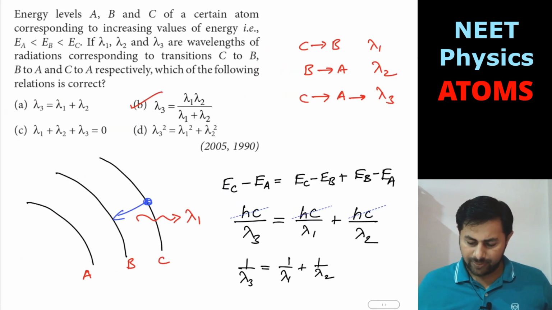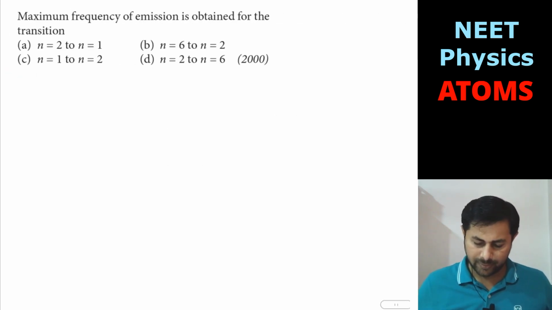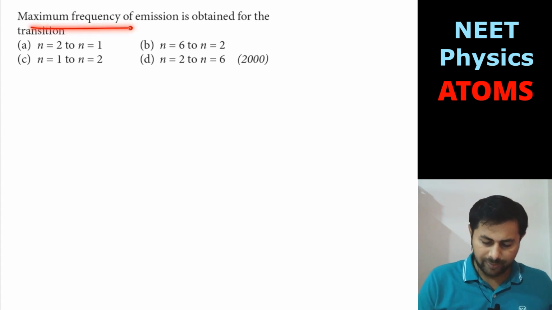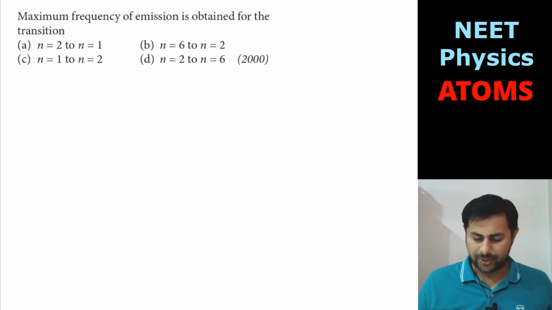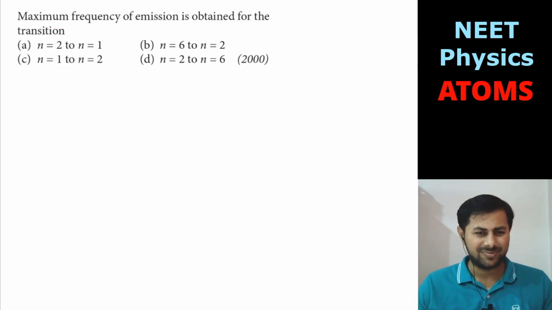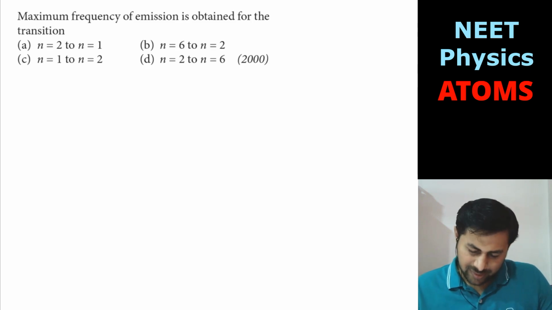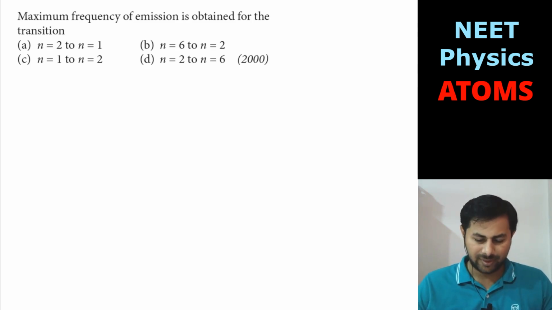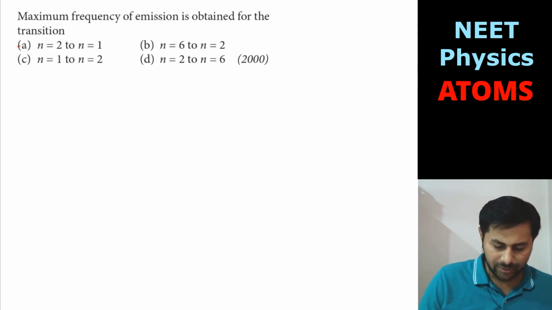Okay, very good. So this is repeated twice. Let's see the next one. Maximum frequency of emission is obtained for the transition. This is very simple, tell me. Yes, 2 to 1 or 1 to 2, 2 to 6. Option B, 6 to 2. You think it is 6 to 2? Actually, the answer would be 2 to 1.